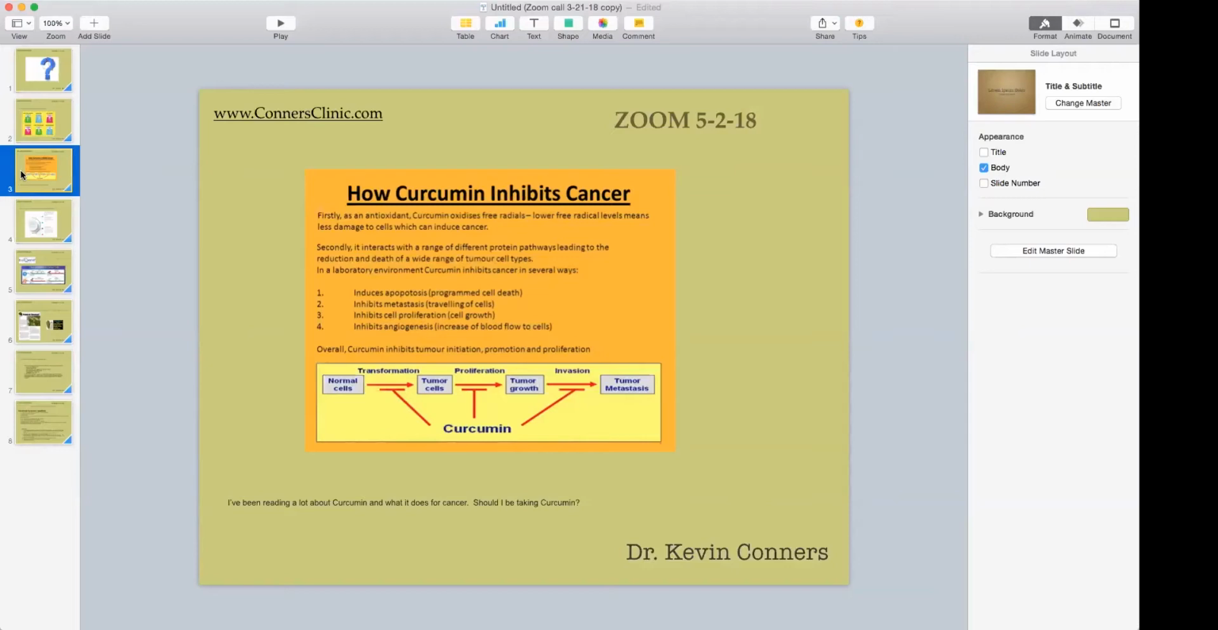We use a curcumin that is in a form that is readily absorbed and has a longer half-life. It's a C3 Reduct, a tetrahydrocurcuminoid. But that's the product that we have.